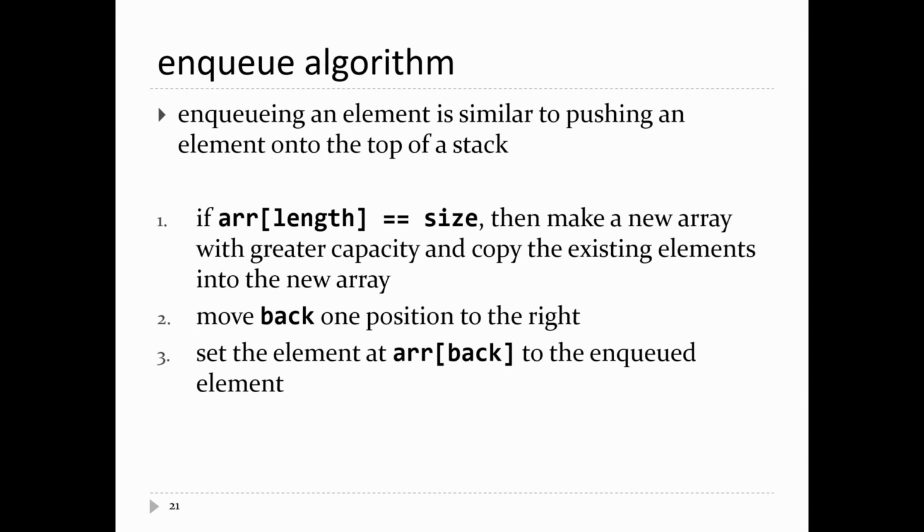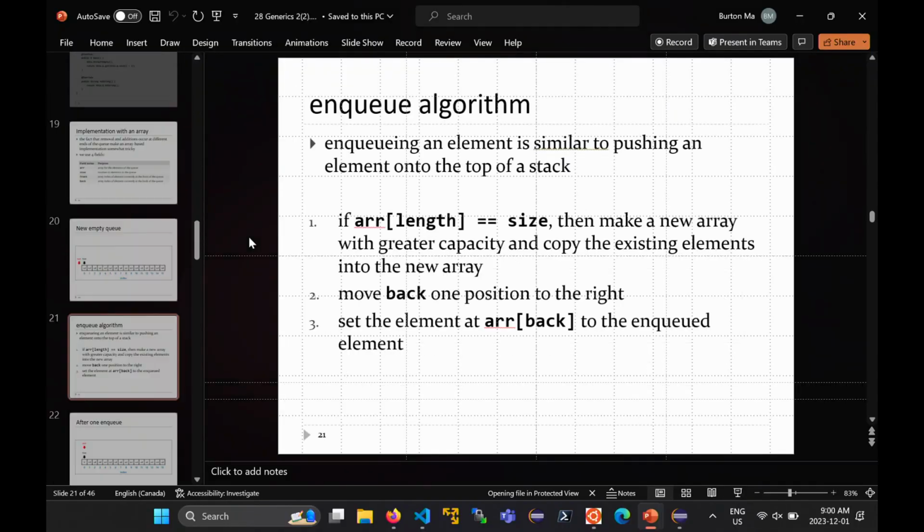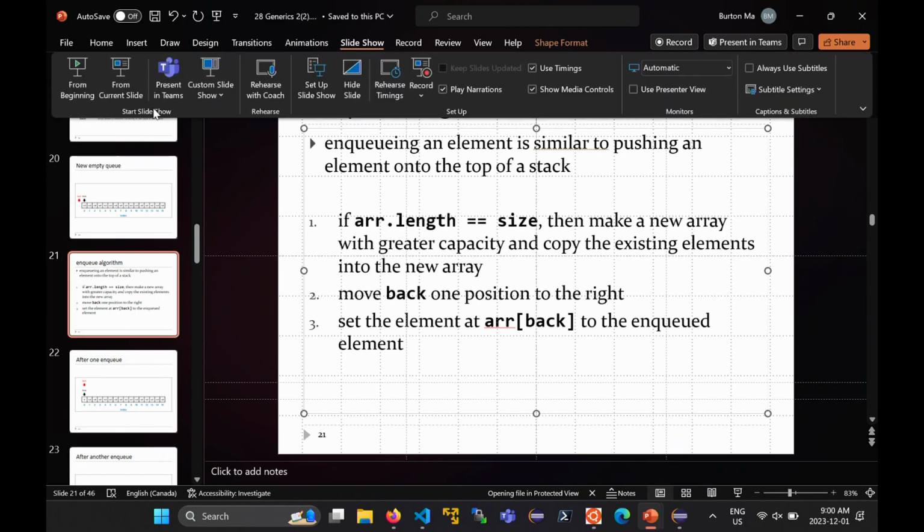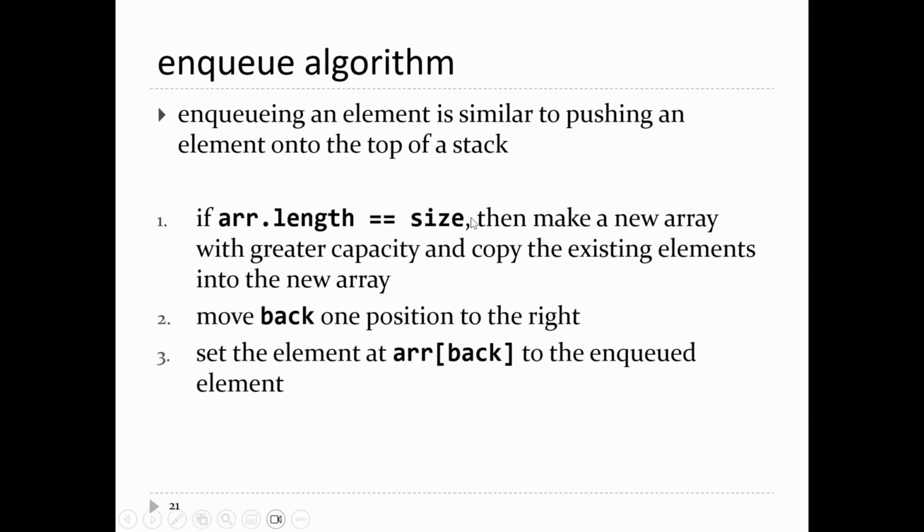we're going to use an algorithm that's similar to pushing an element onto the top of the stack. So if the number of elements in the queue is equal to the capacity of the array, we have to resize the array. This is going to be a little bit tricky, so we have to wait for this. We're going to move back one position to the right, and then we're going to set the element at array back to the enqueued element.